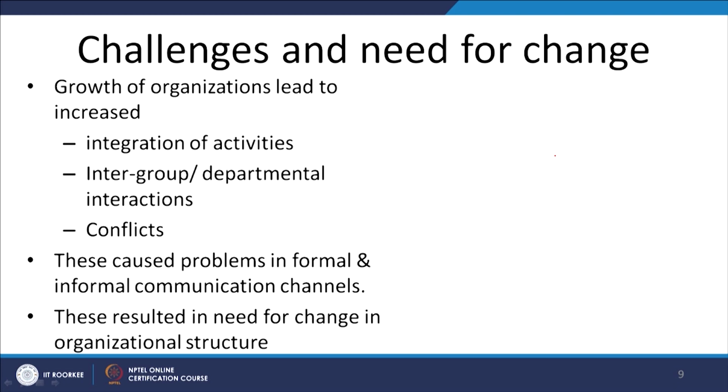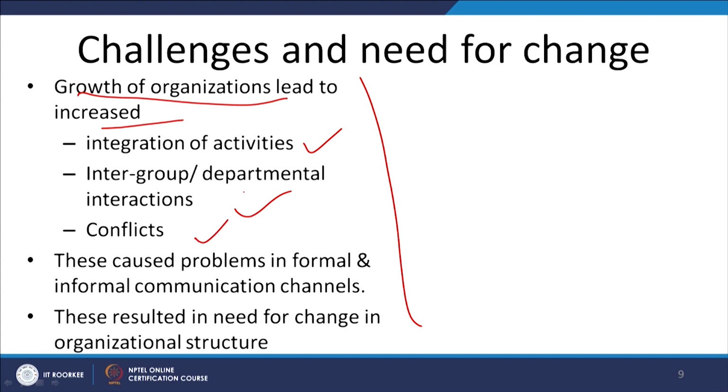This also says, if we do not change, then what are the problems? The growth of organizations has led to increased integration of the activities, with so many departments and functional groups, increasing conflicts. That is why there is a need for revision, improvement and change in the organizational structures. These have caused problems in formal and informal communication channels and have resulted in the need for change in the organizational structure.